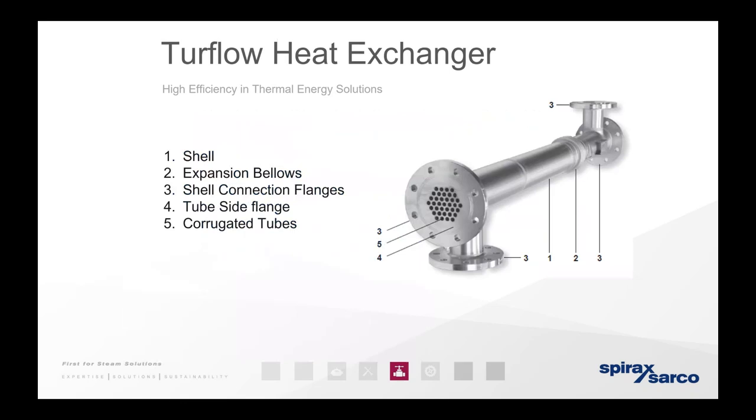So they're made of 5 parts. You have the outside, which is the shell, one, as you can see. The expansion bellows, part number 2, so that's for as it heats up. The shell connection flanges, which are on either side and top and bottom, and the tube side flange, as you see there, and the corrugated tubes, which are in the center.